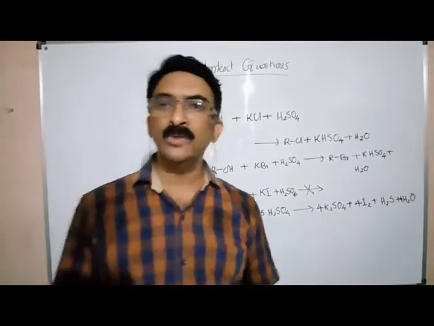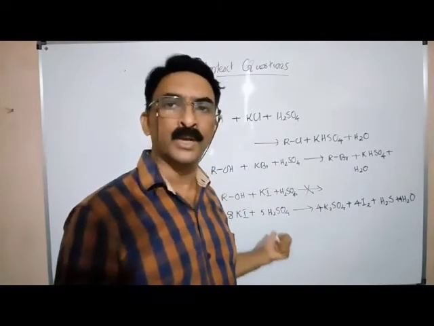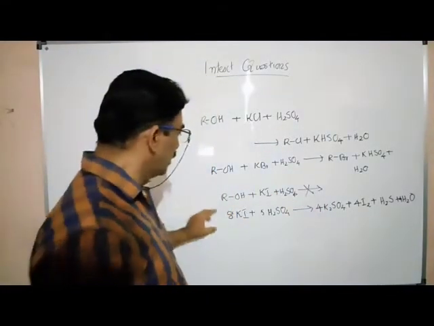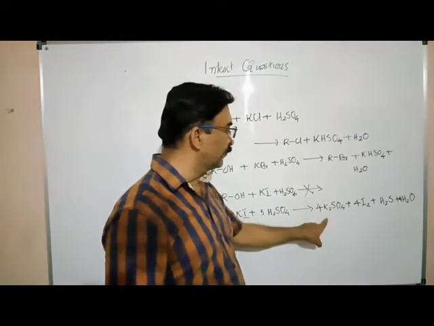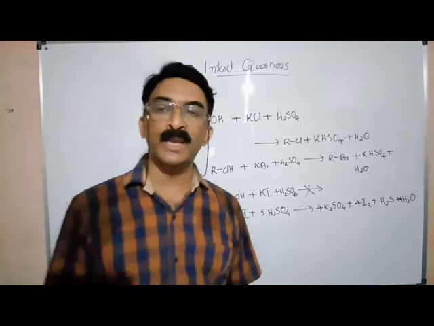Actually, I have to refer to that equation. I didn't remember it at the time, so I referred and got this equation. 8KI plus 5H2SO4 giving 4K2SO4 plus 4I2 plus H2S plus 4H2O is the net balanced equation for that reaction.